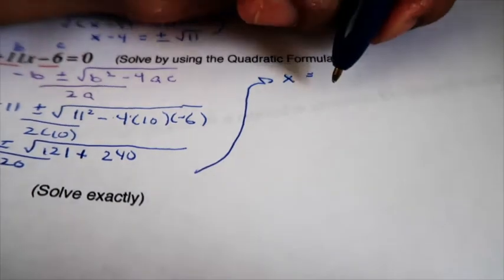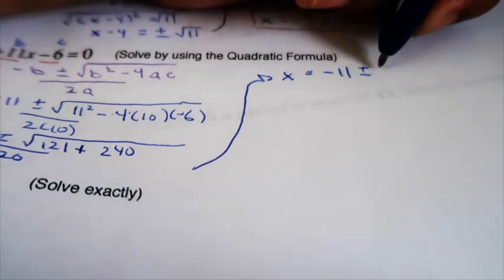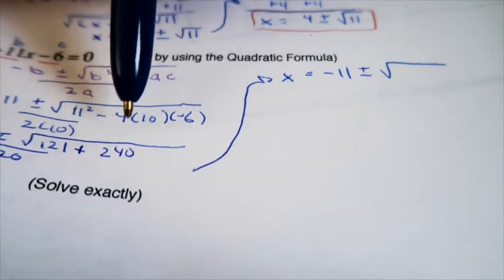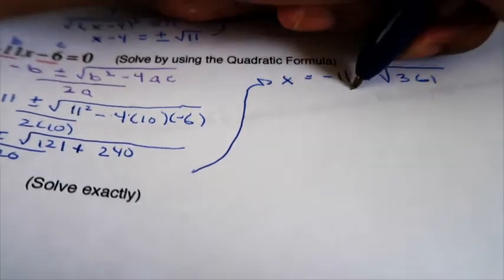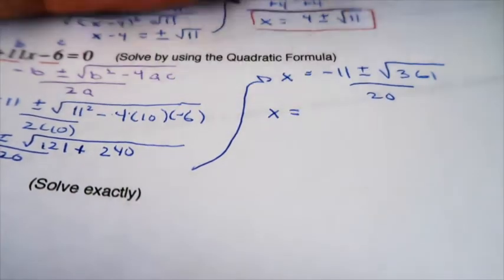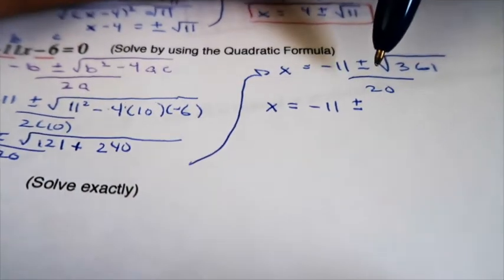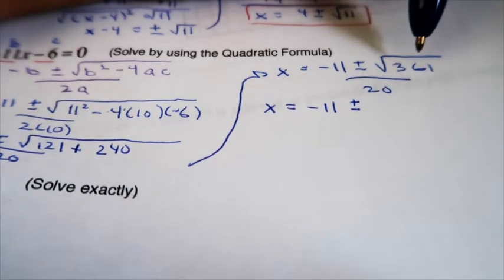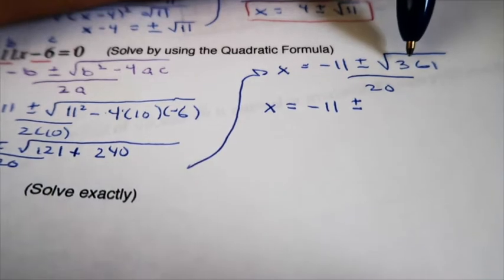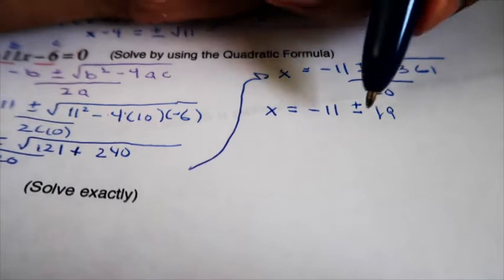Continue. x equals negative 11 plus or minus the square root. We have 121 plus 240, which would be 361, over 20. Now, the square root of 361, actually, it's a perfect square. You can do it in your calculator. The square root of 361 is 19. So plus or minus 19 over 20.